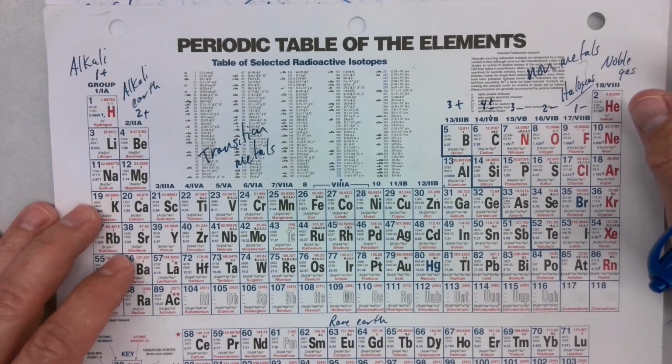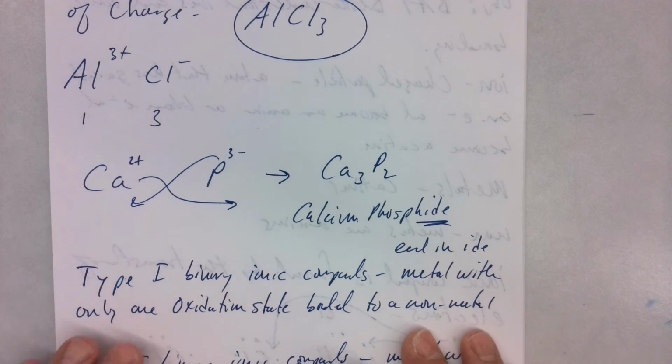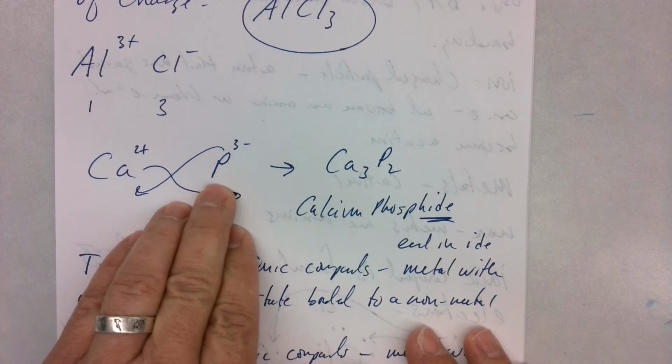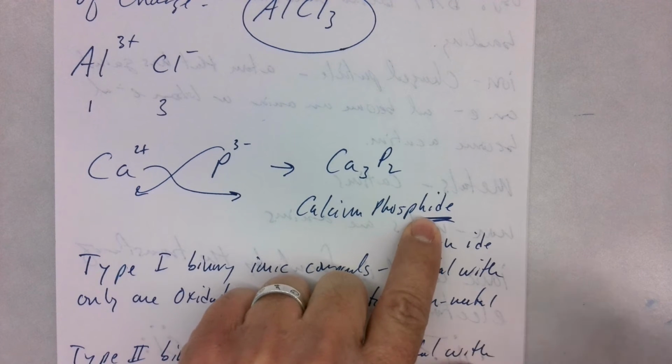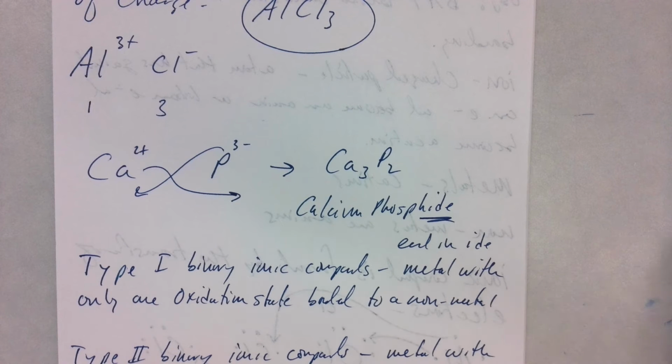I'll remember that. Now, what happens is in a type 1, you simply name the first ion and you name the second ion and it ends in "-ide". They're easy. When you get to type 2, now it becomes a little more difficult.